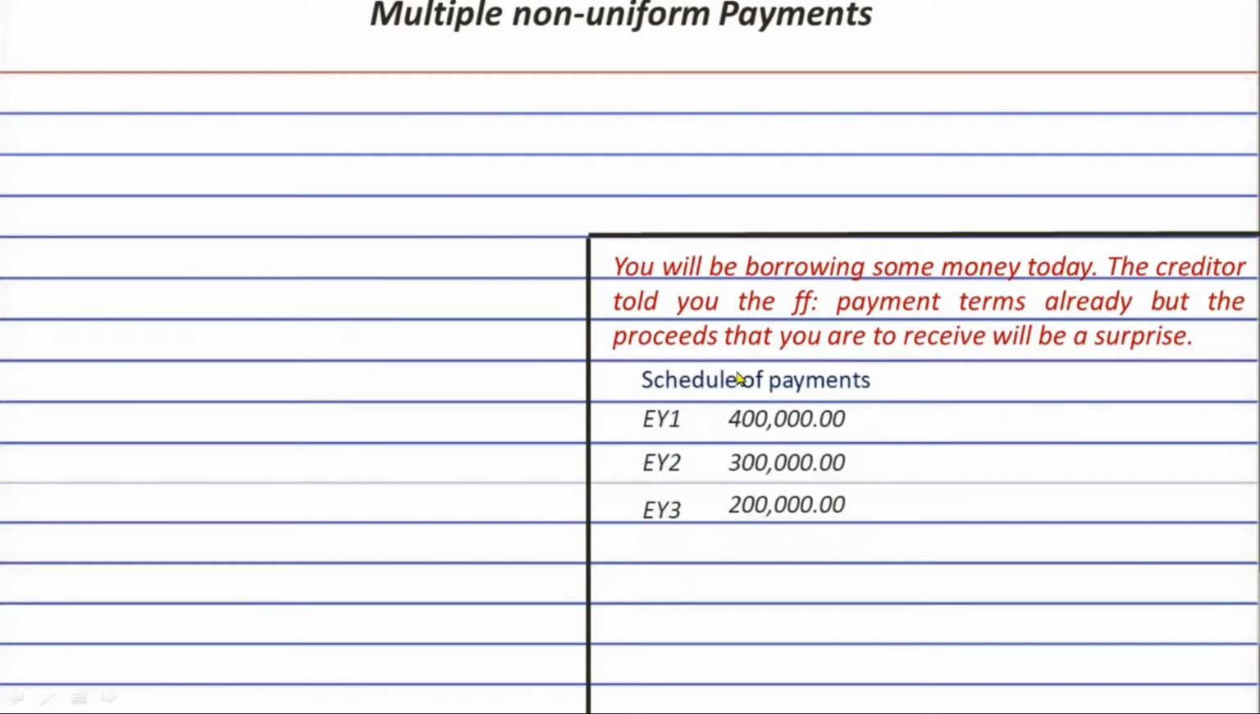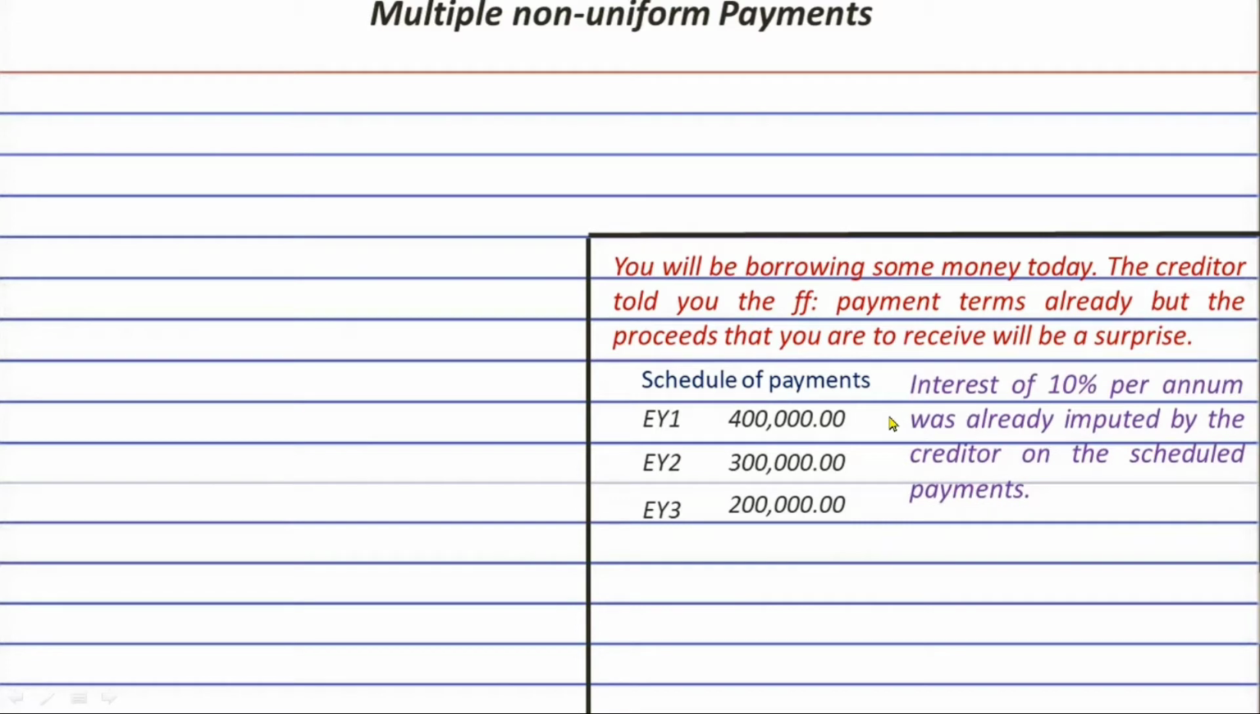So, the payment terms are, number one, you need to pay at the end of year 1, 400,000, and at the end of year 2, 300,000, and at the end of year 3, finally, you are going to pay 200,000. So, that's a total of 900,000 worth of future payments. So here, as you can see, the payments that you are to make in the future are multiple, but they are not uniform. Okay? So let's continue.